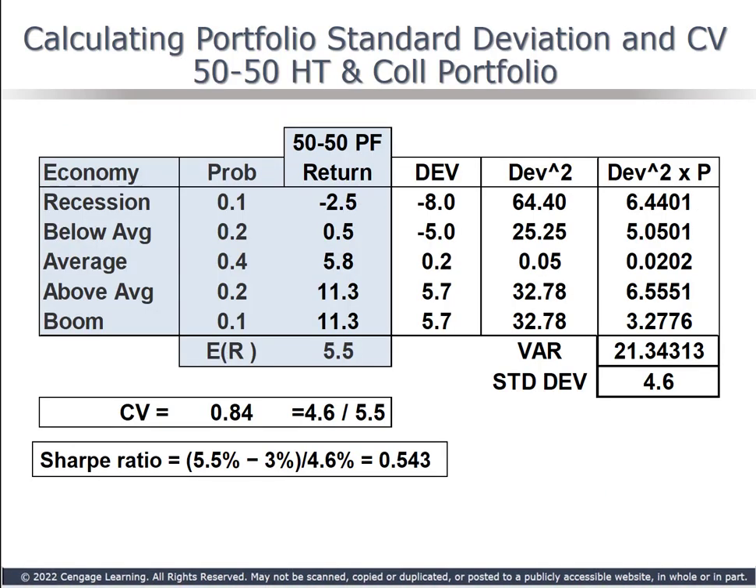This shows all the steps in finding the portfolio expected return. Find the expected return of 5.5%, calculate the deviations, square the deviations, multiply the squared deviations times the probabilities, and sum these to get the variance. Take the square root to find the standard deviation. Coefficient of variation is standard deviation divided by expected return. Sharpe ratio is expected return minus risk-free rate, divided by standard deviation.